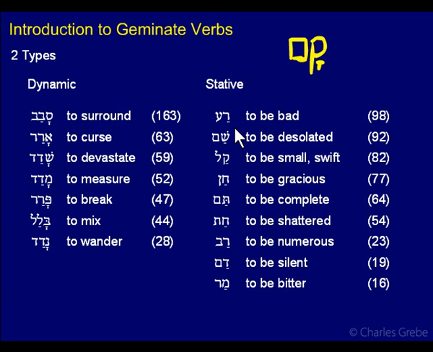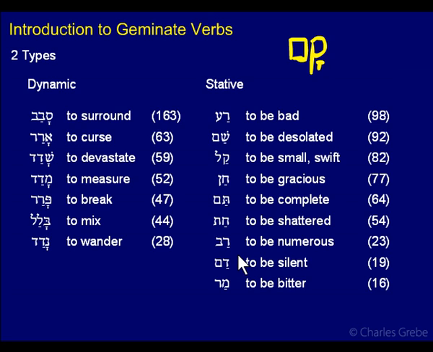So, ra means to be bad. Sham means to be desolated. Kal, I already talked about that one. It means to be light or small. Chan, to be gracious. That's theologically important in the Bible. Tam, to be complete. You run into that one a number of times. Chat, to be shattered. Okay, has a close-in meaning here. To break, parar. Chat, to be shattered. Of course, these are stative, but somewhat similar.